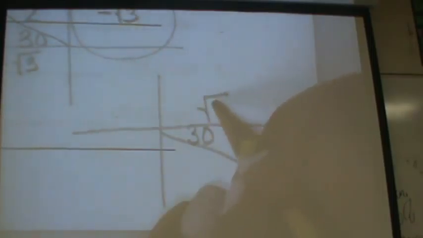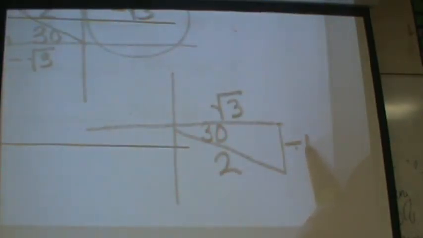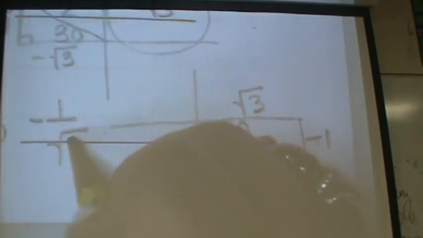And the last one, tangent of negative 30. Where's negative 30? That's just a 30-degree angle backwards. So name these sides. Negative 30 backwards. What's this side going to be? Negative 1, root 3, 2. Tangent is opposite over adjacent. Negative 1 over root 3.